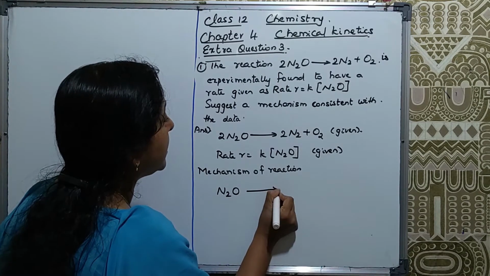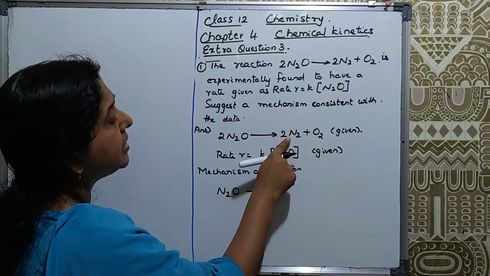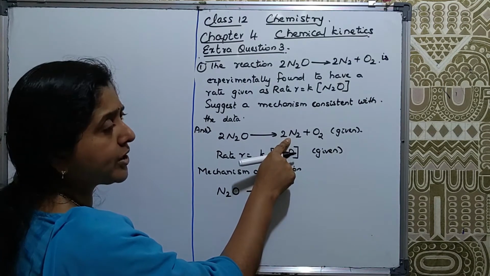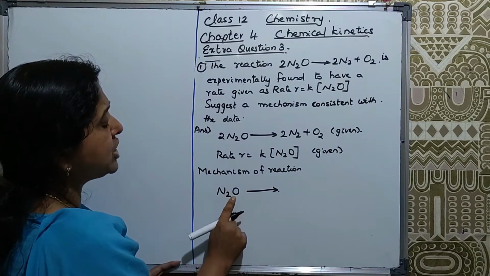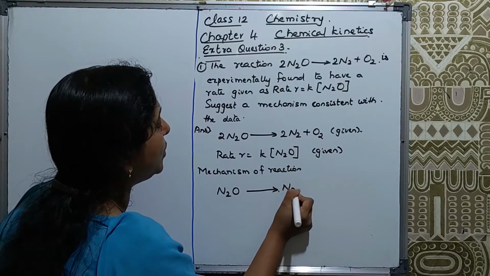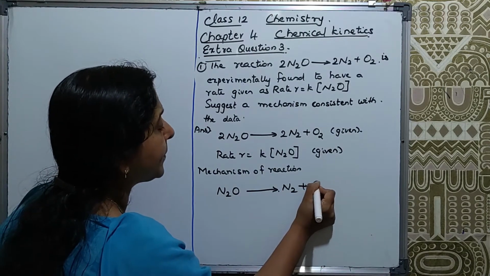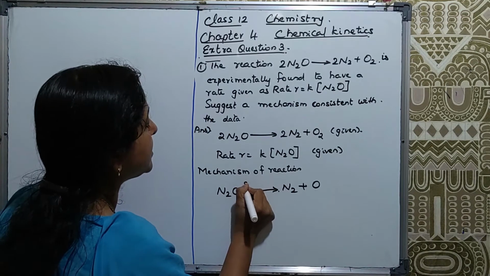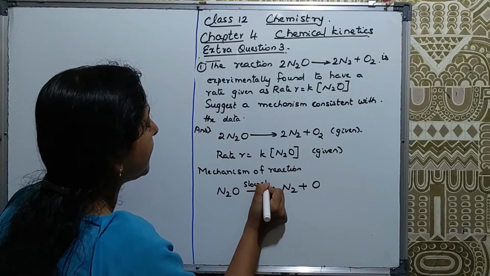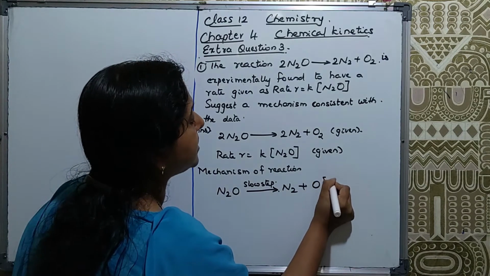Now N2O should give you what is the product in the overall reaction: N2 and O2. So N2O will split into N2 and the remaining product left was O. Now this is the slow step, and slow step is considered as the rate determining step.